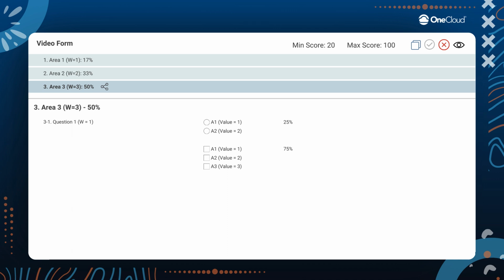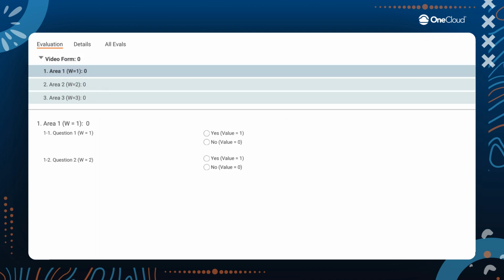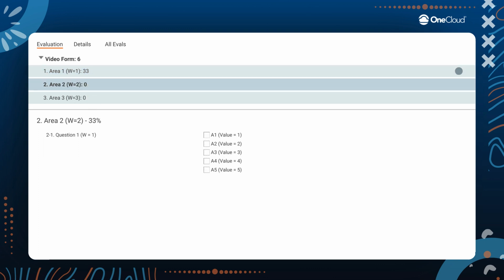I'll show you the form in action as I fill it out. In the first area, we have 2 questions, both single answer, and I reply in the affirmative for question 1 and in the negative for question 2. Immediately we can see that the overall form score has gone from 0 to 6, and our area percentage score is 33. In the second area, we have only 1 question, but it has multiple selectable answers. In this case, we're checking answers 2, 3, and 5. We can see our overall evaluation score go from 6 to 28, and our area percentage score goes from 0 to 67.